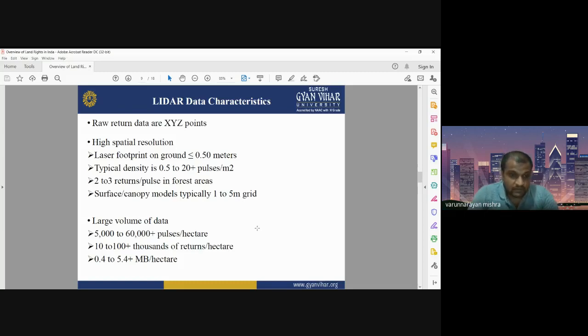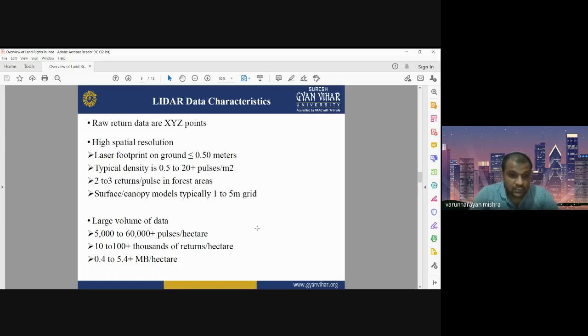There may be a density of about 0.5 to 20 pulses per meter square, from each 1 meter square area on the ground. There may be 5 to 20 pulses per second. If there is a higher density, or a higher number of point values in a square meter area, then it will provide you the high spatial resolution data.